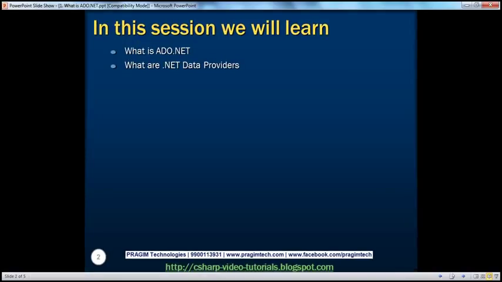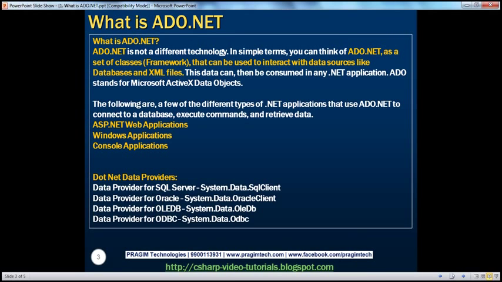In this session, we'll learn about what ADO.NET is, and what .NET data providers are. So what's ADO.NET? ADO.NET is not a different technology altogether. In simple terms, you can think of ADO.NET as a set of classes or a framework that can be used to interact with data sources like databases and XML files. The data from these data sources can then be consumed in any .NET application.